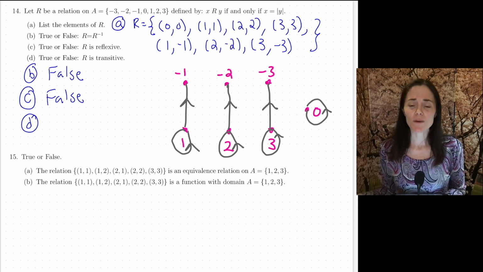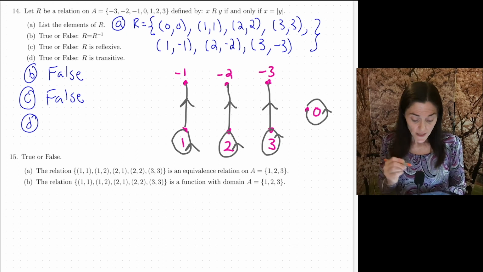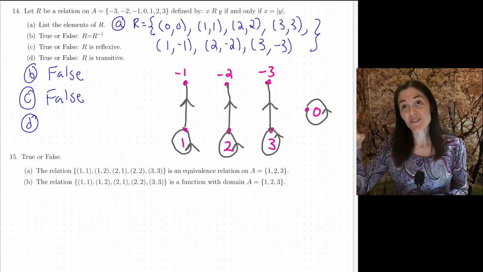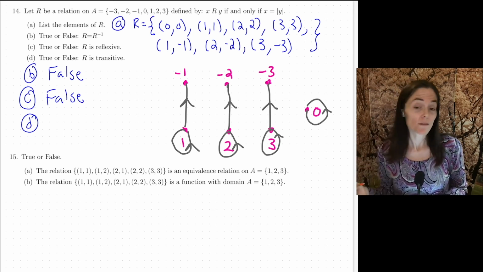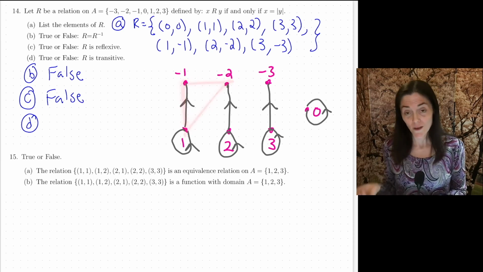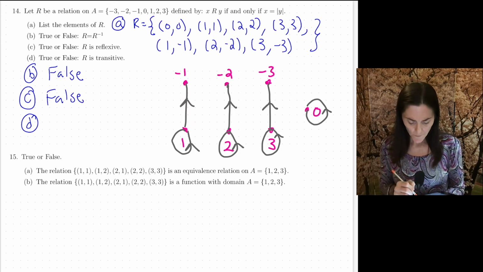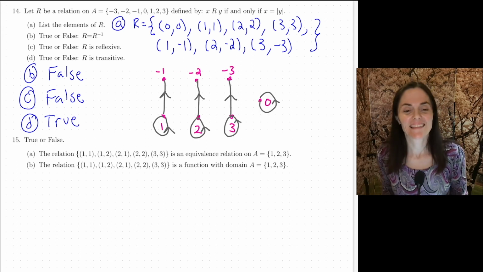Now, if we look at this, to be transitive, we would need, if you have two sides of a triangle, we must have the third. There's no problem here, right? You don't ever have sort of two sides of a triangle where you fail to have the third. This is transitive. Part D is true.